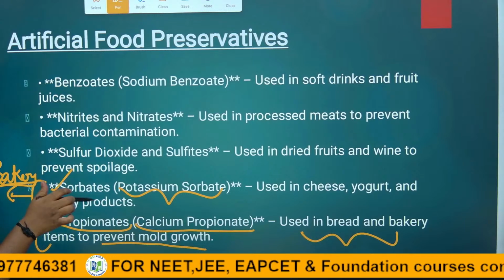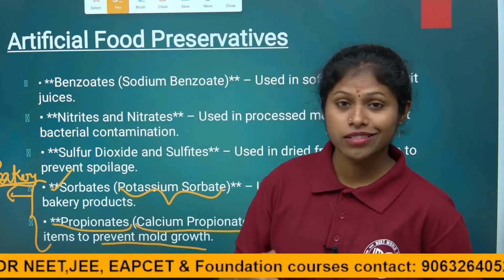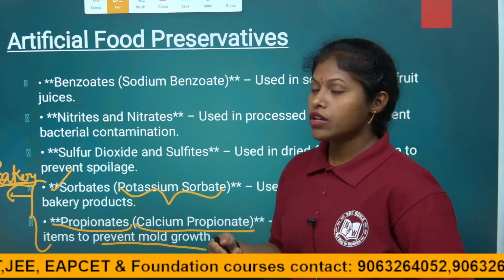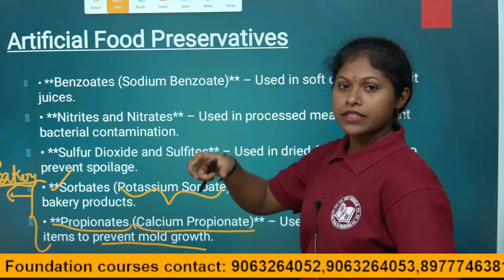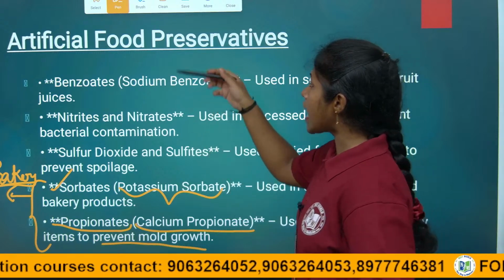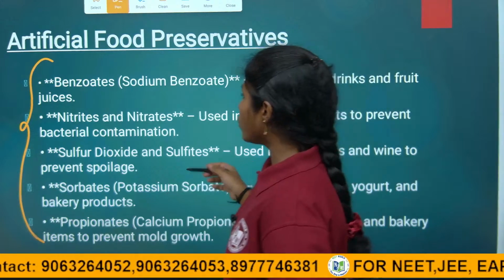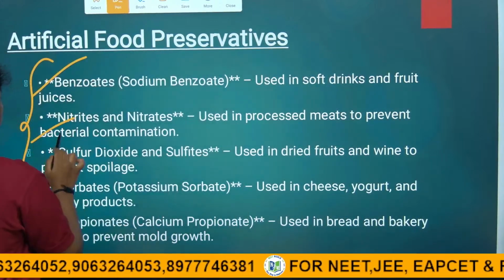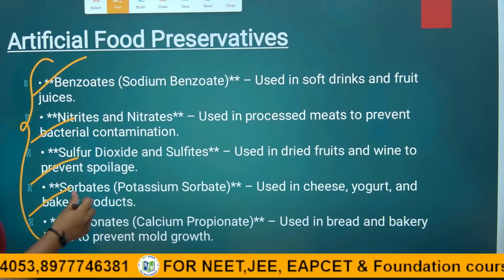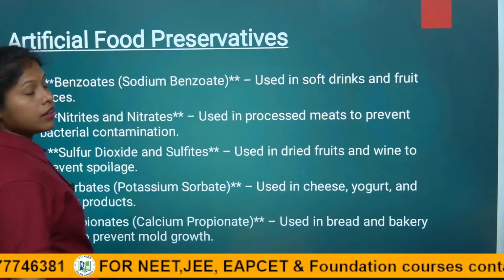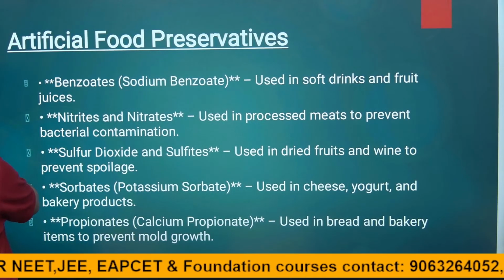As we know, the commercial production of bakery items, cakes, jams, and cheese is large. So to preserve those foods from bacterial growth, these artificial food preservatives come into the picture. So these are the five: 1, 2, 3, 4, 5. These are the five food preservatives most widely used in the food industry. So coming to the food preservation methods.